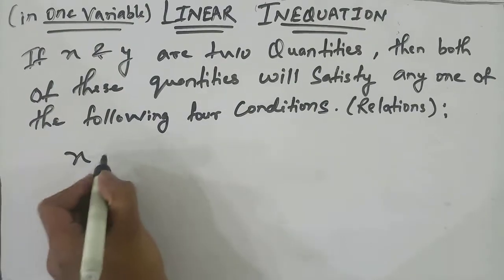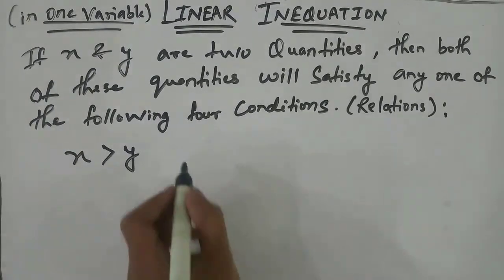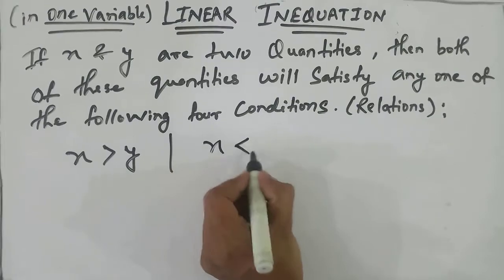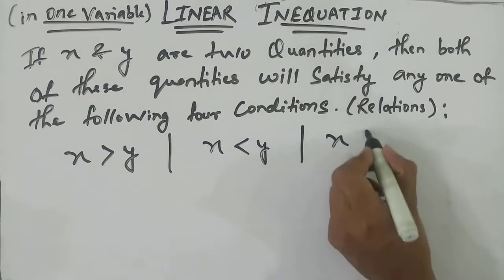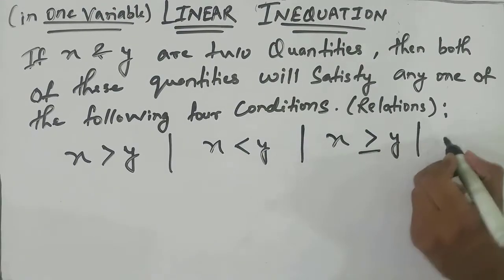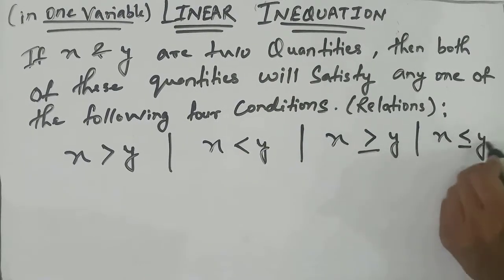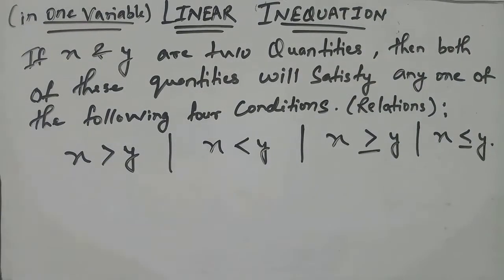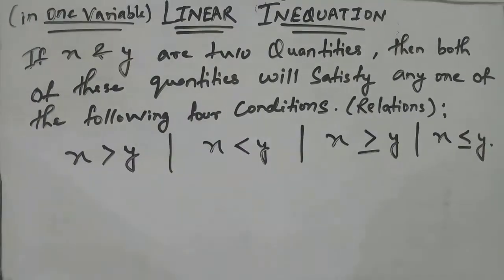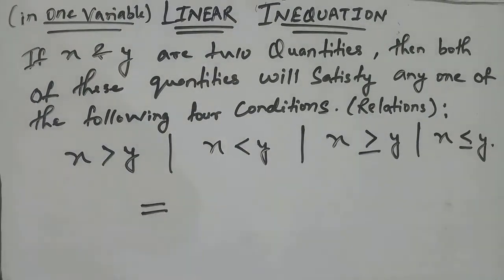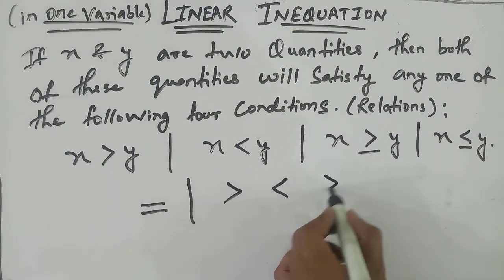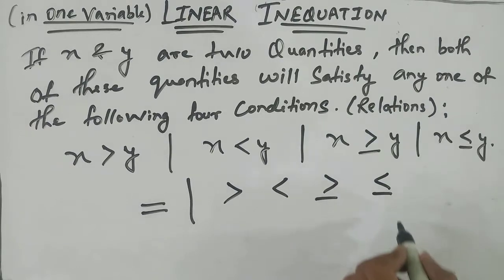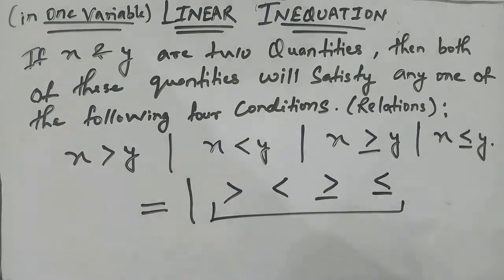Either x can be greater than y, or x can be less than y, that means y is greater than x, or the relation can be x greater than equals to y, or it can be x less than equals to y. So here are the four conditions. We know that the symbol for equation is equals to, whereas the symbols for inequation are greater than, less than, greater than equals to, or less than equals to. So these are the four symbols of inequation.